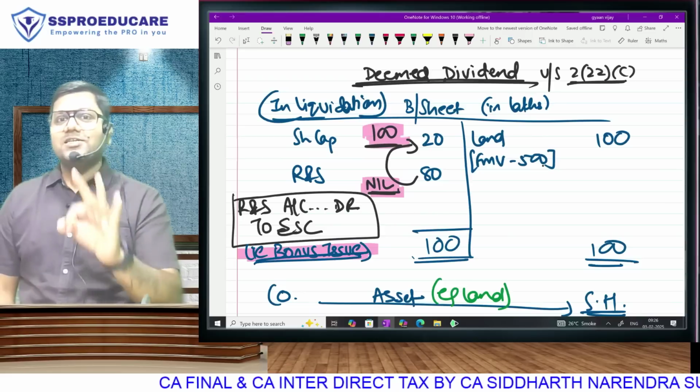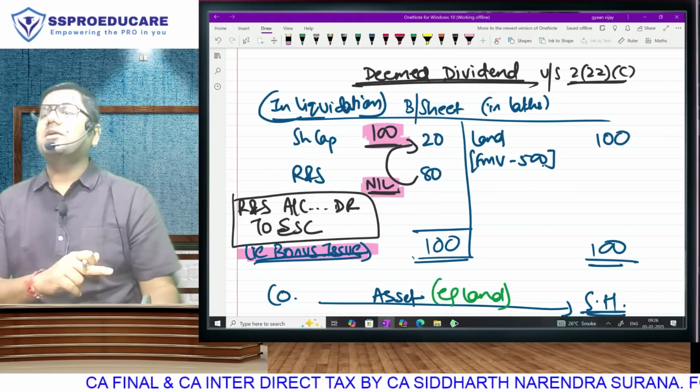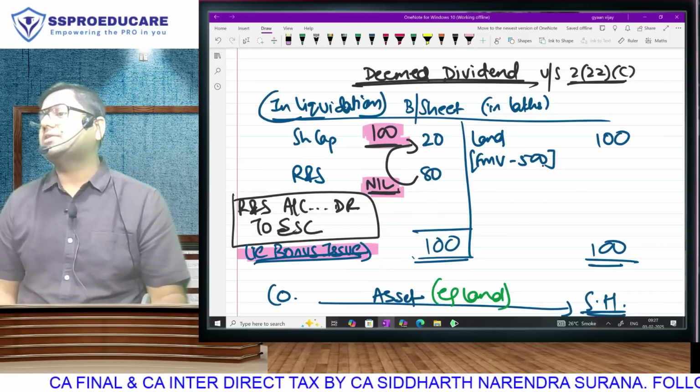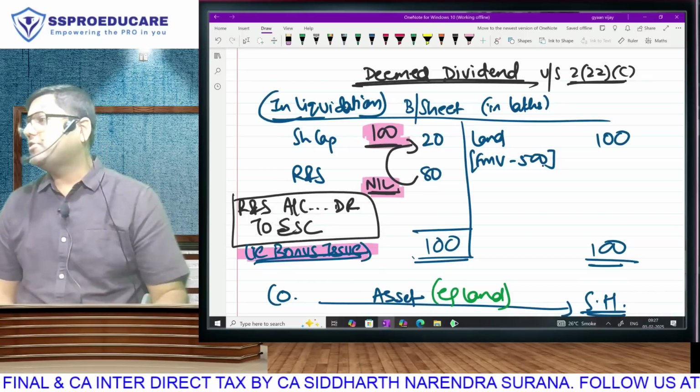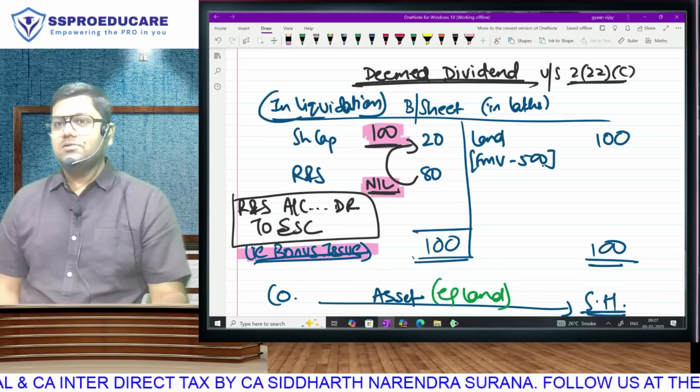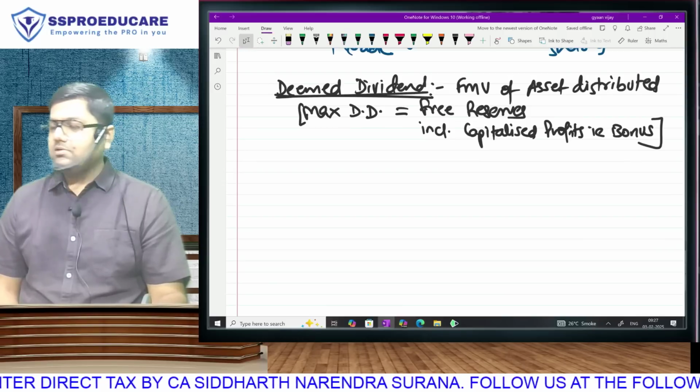So the final answer is, even if you try to do this cheating, 80 will still be taxable in IFOS and 420 will still be taxable in capital gain, even if you eliminate your profits artificially. Free reserves will include bonus. Everyone clear?